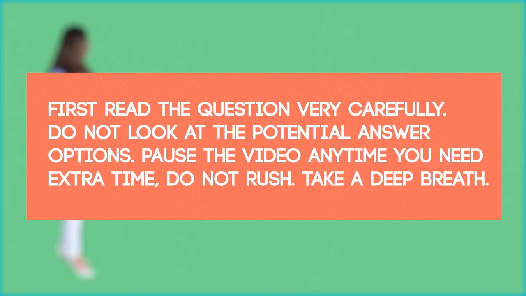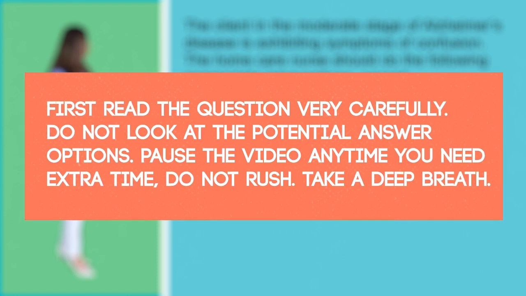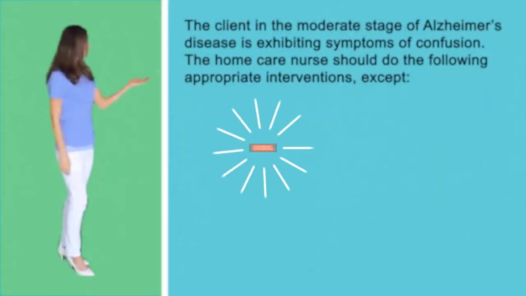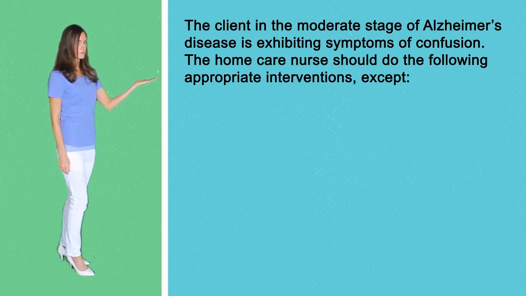Question number one. The client in the moderate stage of Alzheimer's is exhibiting symptoms of confusion. The home care nurse should do the following appropriate interventions.